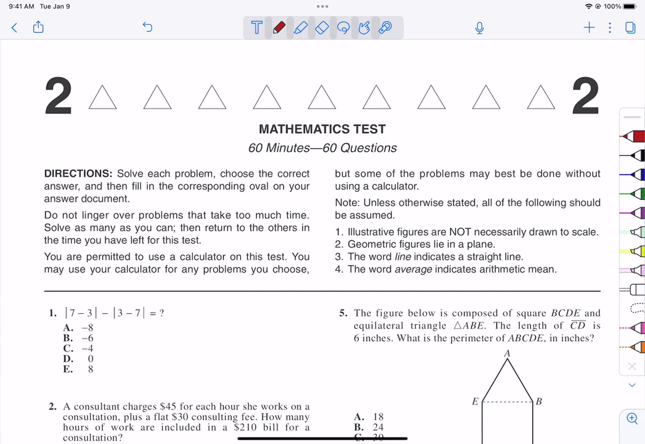Okay, so you never have to read those directions again. You've read them. They're not going to change. They're not super fancy. They're the same way every time. So when they say get started, you jump right to number 1.